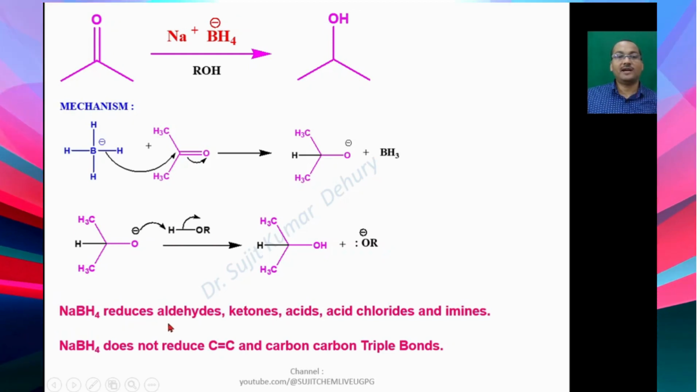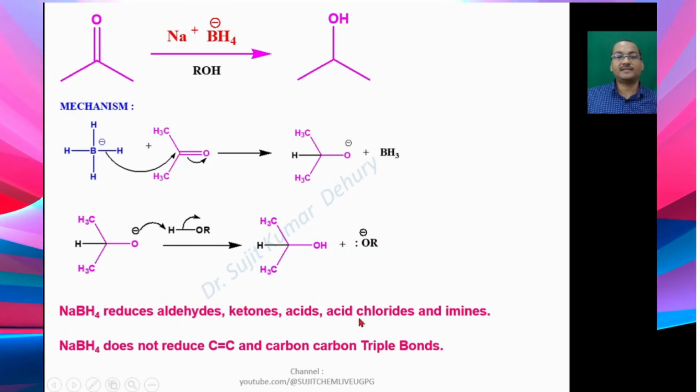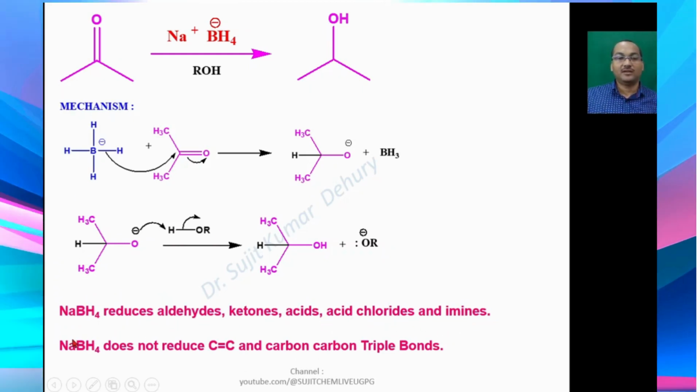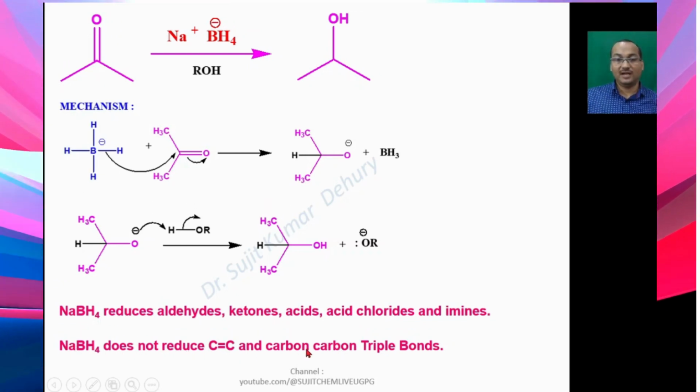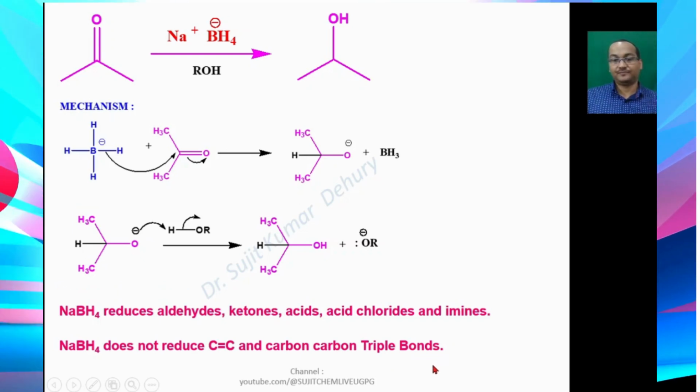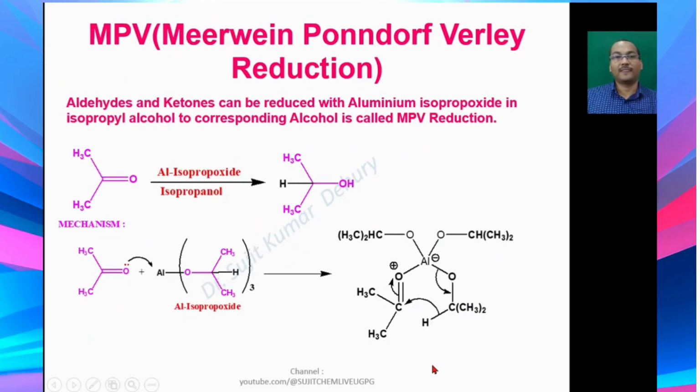Sodium borohydride reduces aldehydes, ketones, acids, acid chlorides and amines. Sodium borohydride does not reduce C double bond C and C triple bonds. So this is the limitation.